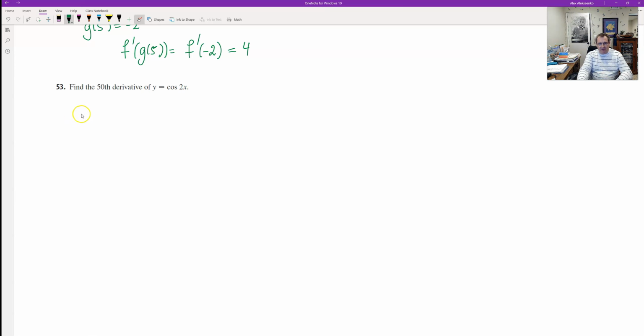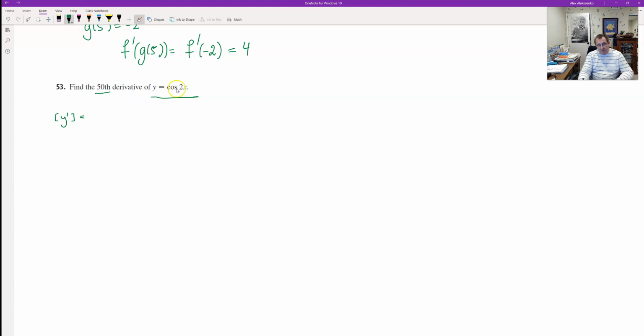And to conclude, let us look at a problem that is not standard, but it is fairly interesting and it's not particularly hard. So we need to find the 50th derivative of y equals cosine 2x. It is probably hard to guess that formula, so a good place to start is to evaluate a few derivatives. So in particular, let's start with the first derivative.